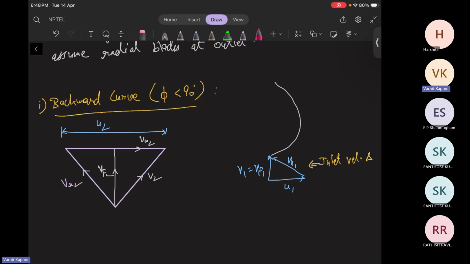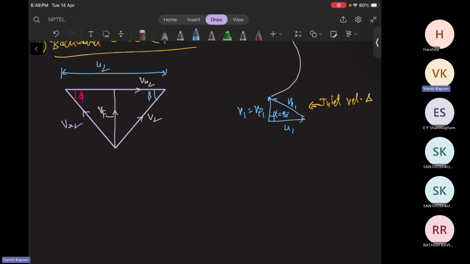Okay. And what was the angle? This was your angle phi, which is less than 90 degrees. And this was your angle beta, the main angle at outlet. Sorry, alpha and beta were there. So alpha here is how much? 90 degrees at the inlet, and beta is some other value. So alpha was your nozzle angle at the inlet, and beta is the diffuser angle at the outlet. So our alpha will be 90 degrees at inlet. Okay, this is your phi less than 90 for the backward curve vane.